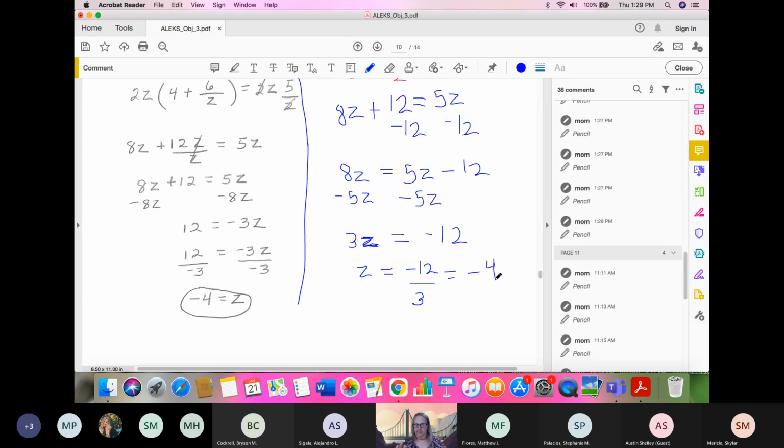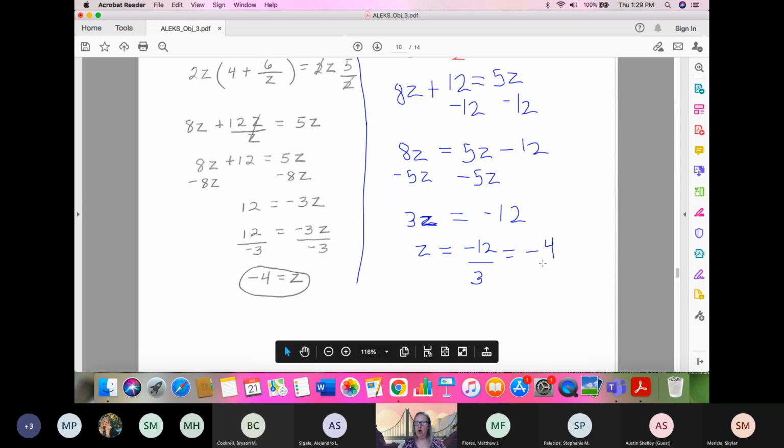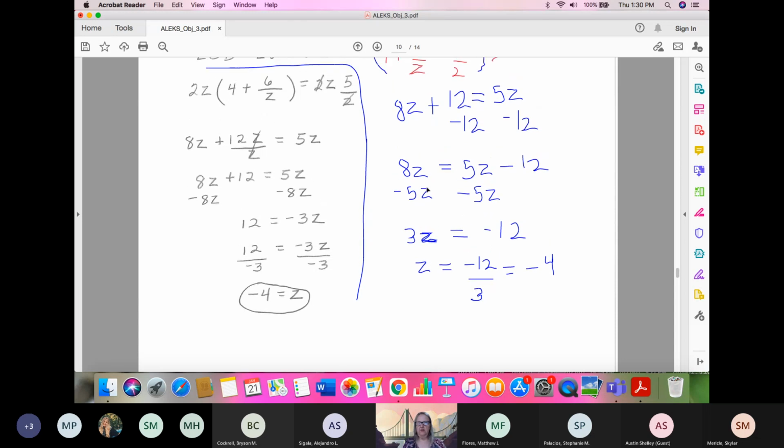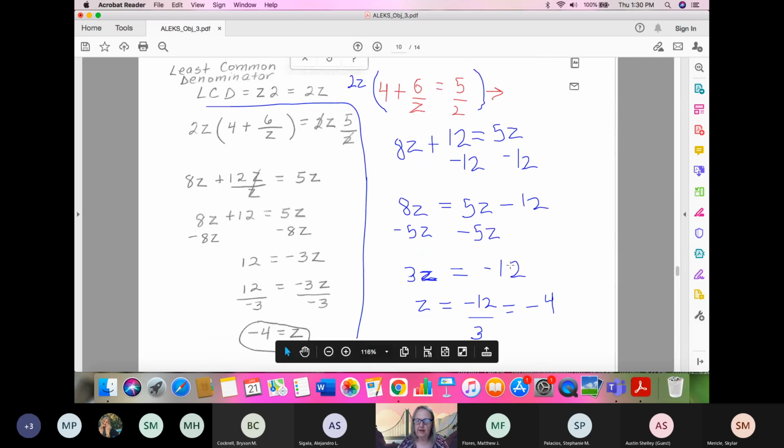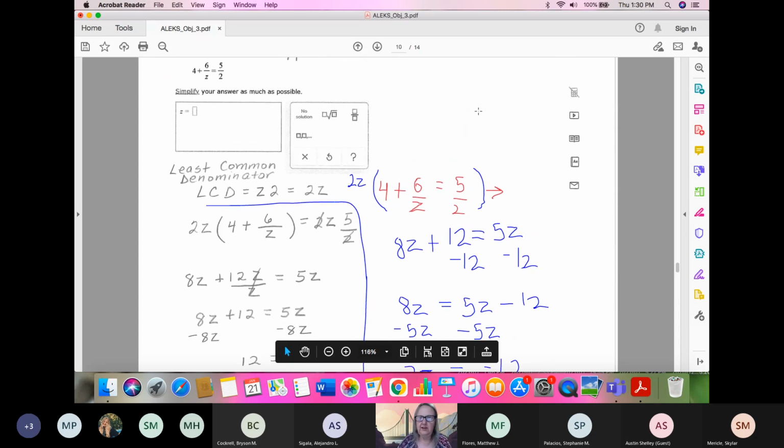Any questions on that? And what do we have to check? We need to make sure that this negative 4 right here is not going to cause division by 0. We need to make sure whatever answer we get does not cause division by 0. So z is equal to negative 4. If we put negative 4 in for this z here, this entire denominator is going to be negative 4. This denominator is 2. So we have no division by 0 occurring. So we know that negative 4 is the answer.